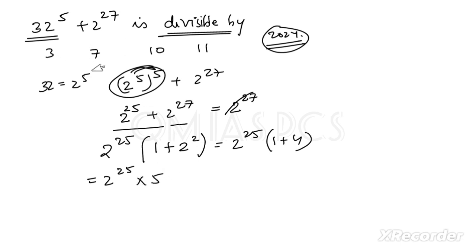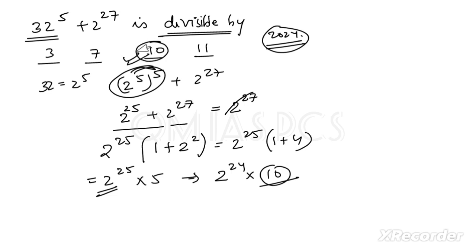But you can see there is no 5; the options are 3, 7, 10, 11. So can we take one 2 from this one? It will be 2 power 24, and this will be 2 multiplied by 5, that will be 10. So our option is this 10. The complete number is divisible by 10, since the factors are 2 and 5 both. That's why they are giving 10 here. Like this we have to understand.